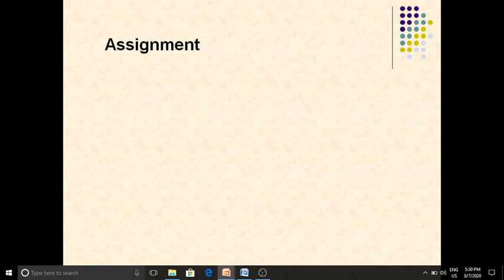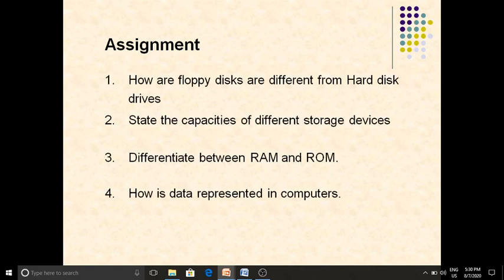Okay, students. Now, in this slide, I have given some assignment questions. After going home, you have to do them as homework, and we'll be discussing the assignment questions in the next class. The first question is, how are floppy disks different from hard disk drives? Second question, state the capacities of different storage devices.